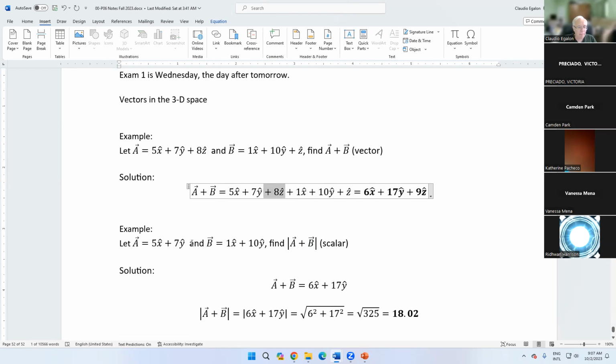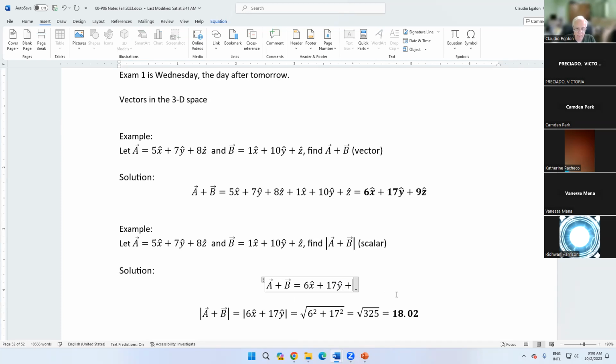The other example is to find the magnitude of this vector. Okay, and we should apply the Pythagorean theorem, right? We should apply the Pythagorean theorem. Here we go, we gotta add my 9z hat, right? All those three vectors, x hat, y hat, z hat, they are perpendicular to each other. They're all perpendicular to each other, right?